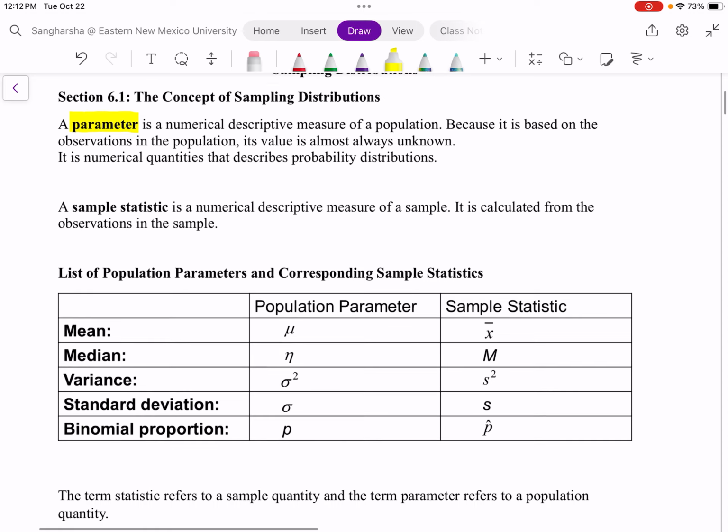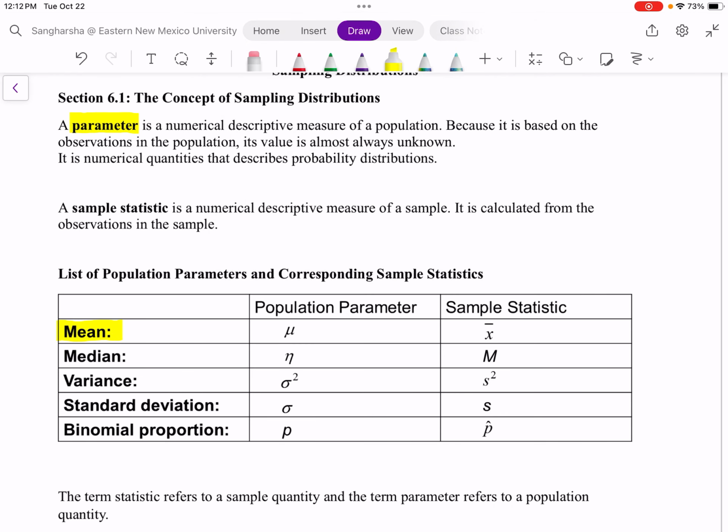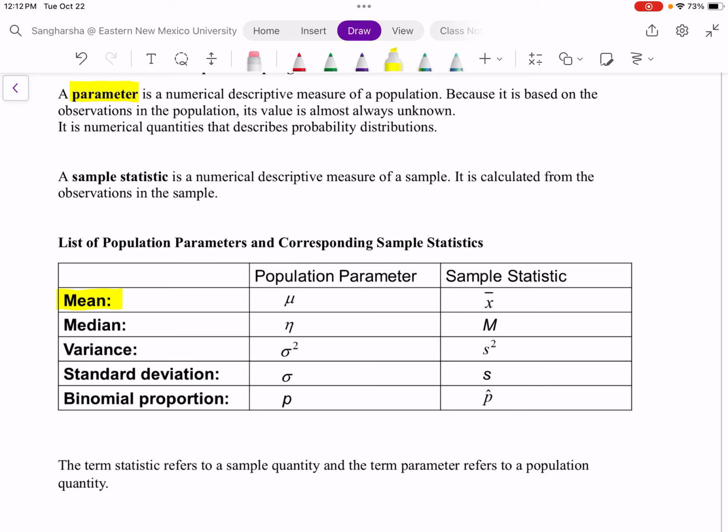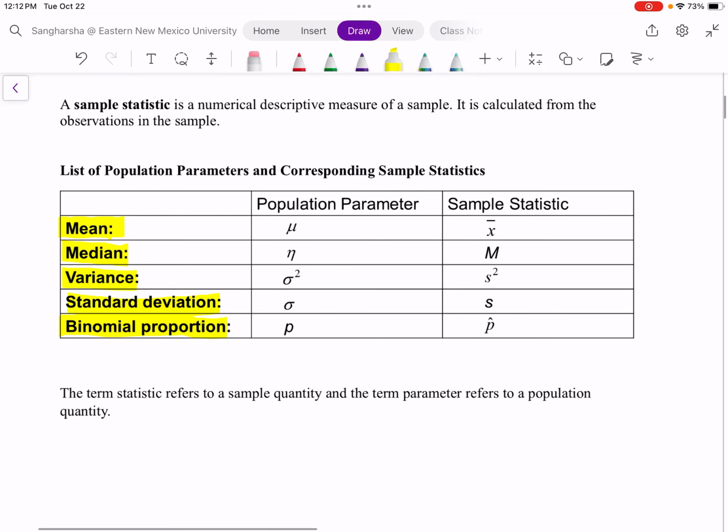Okay? Now, the numerical values, for example, the mean, okay, we did calculate the mean of a population, we did calculate the median, variance, standard deviation, and the binomial proportion. So these are the numerical values: mean, median, variance, standard deviation, binomial proportion. These values describe the population.